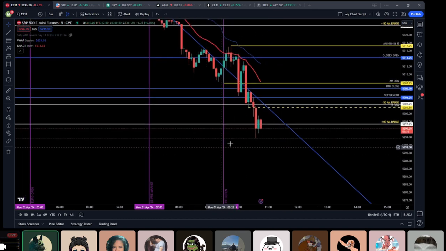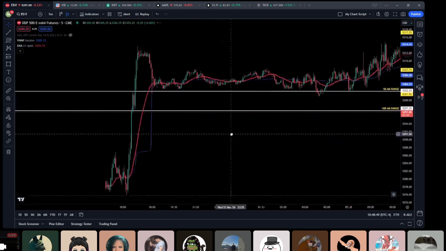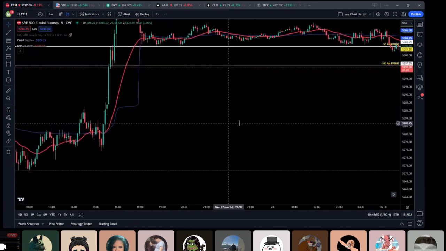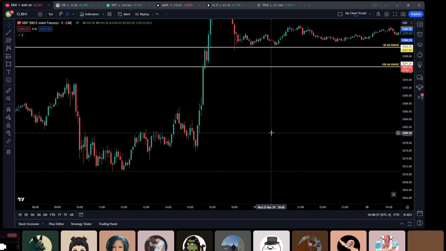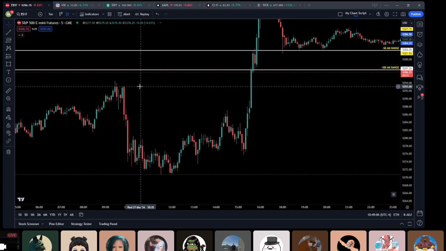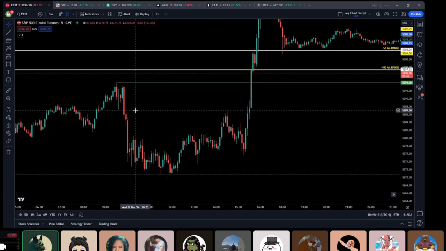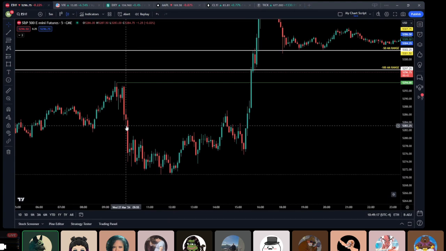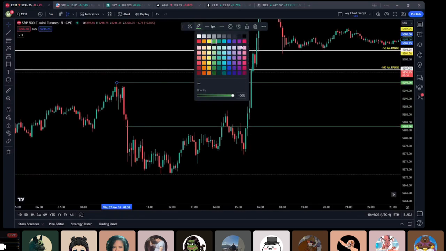So since we are out of lines that I drew for today and overnight, I am going to go to previous sessions. First, we're going to turn these off so they're not in the way. Right, when was the last time price was at this level? Right, and we're looking at Wednesday. So what was the Wednesday AM range, right? Here was the Wednesday AM high. And here is the AM low. We're gonna make these purple.